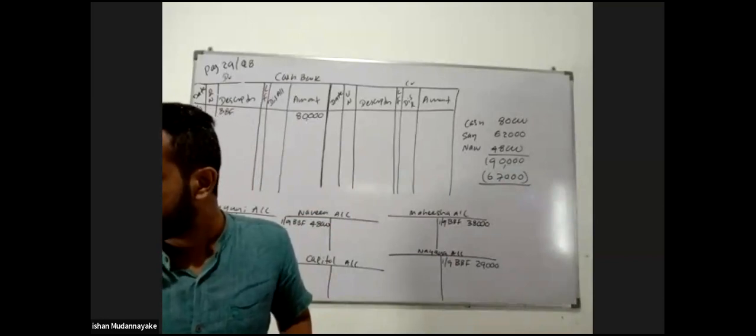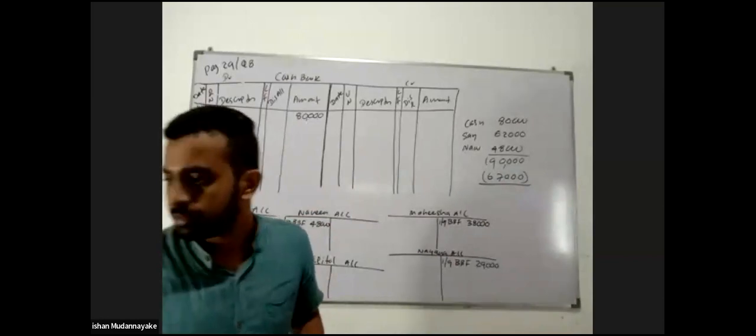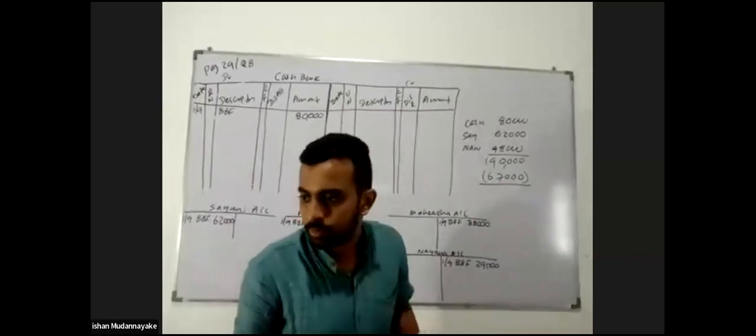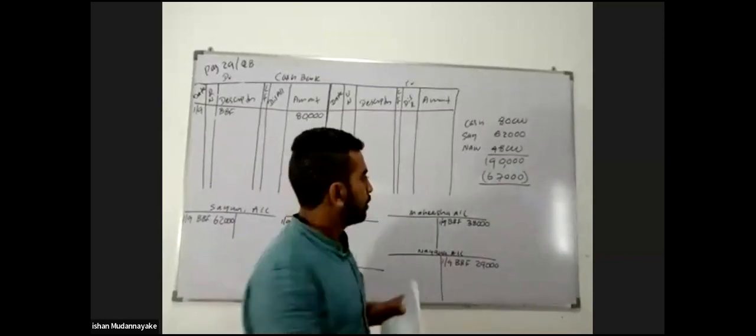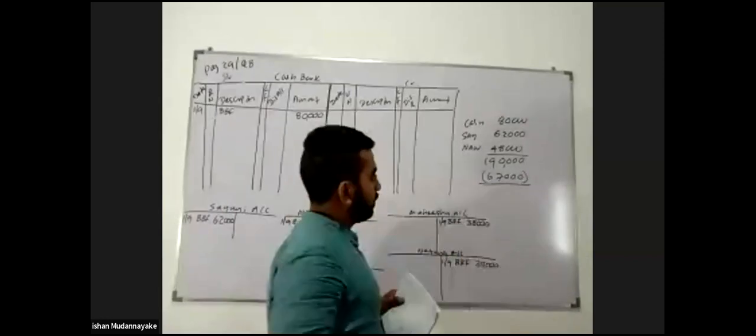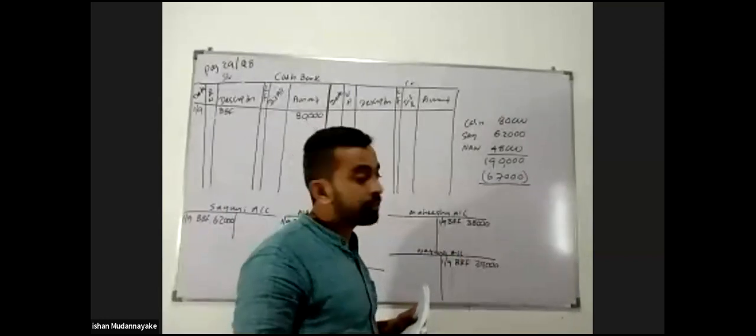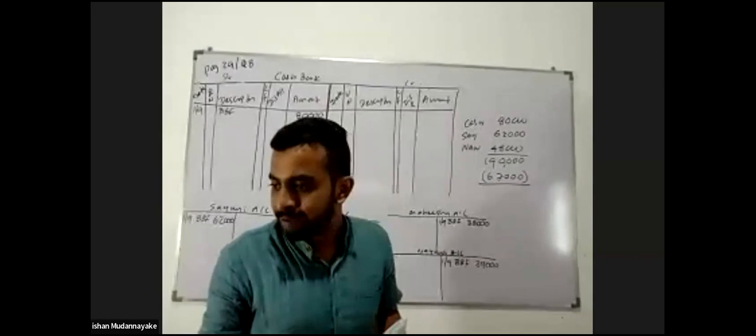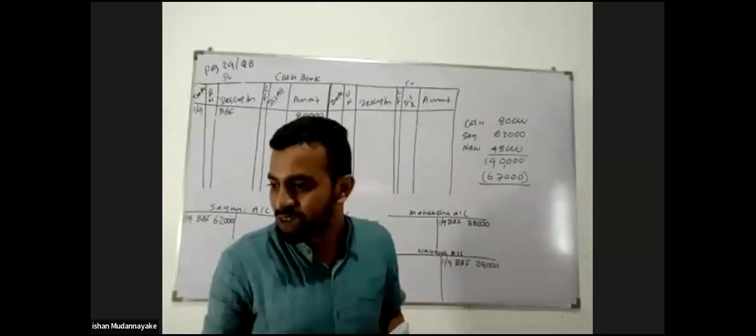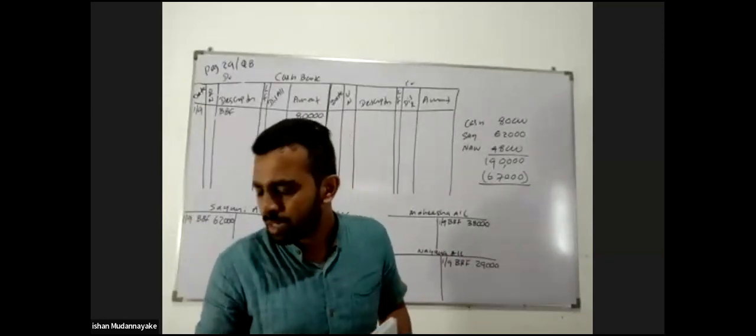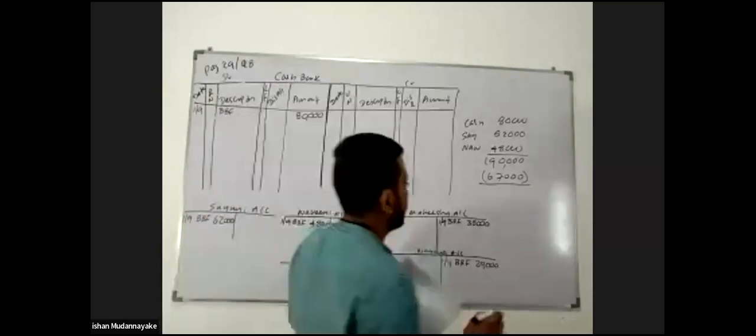Is it correct? Yes or no? Lamai, opening liability 67,000. Is it correct? Correct or wrong? Correct. Right, Lamai.